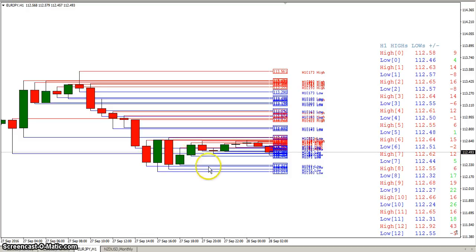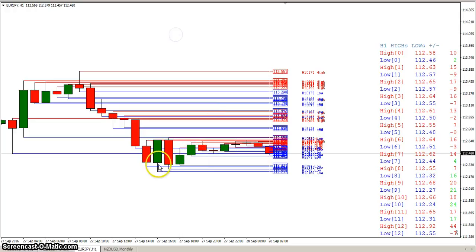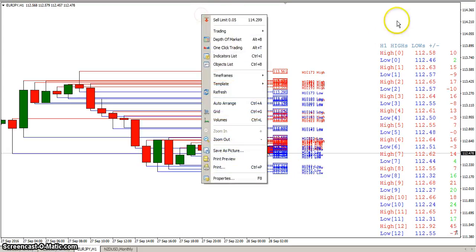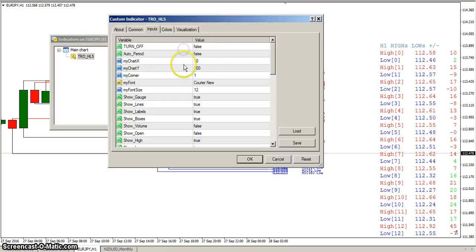So why would we want to have all these lines? Well, you can use these for reversals. Now, like I said, that's a mess. It's really hard to read, and there are so many lines the gauge just runs off the screen. So what we do is we turn off the gauge.